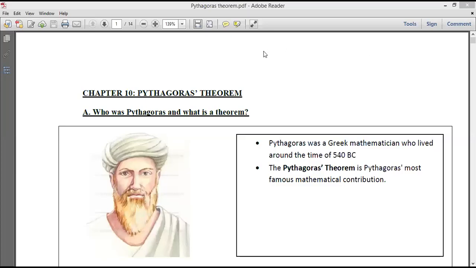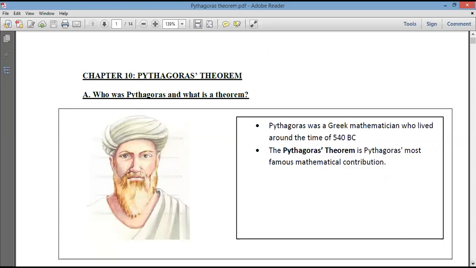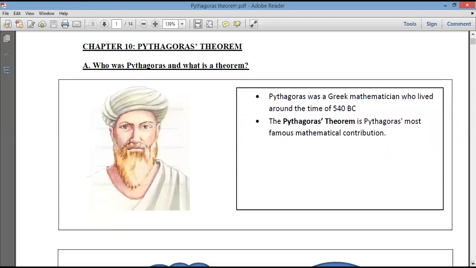Okay, good morning class. Today we're going to learn Unit 10, Pythagoras theorem. First, before you learn Pythagoras theorem, you have to know who Pythagoras was and what a theorem is. This is part A of this chapter. So who was Pythagoras? Pythagoras was a Greek mathematician who lived around 540 before Christ. Okay, so it's a long time ago.